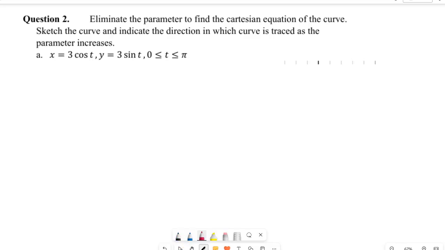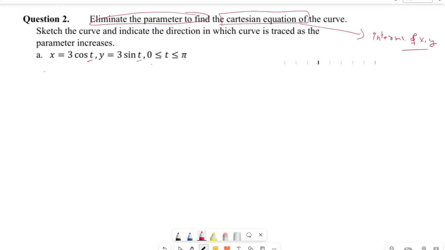Here we have a question where we are given parametric equations. The parameter in this case is t. They are asking you to find the Cartesian equation. A Cartesian equation is an equation in terms of x and y. Okay, so basically these are parametric equations. t is going from 0 to pi, it can have any values from 0 to pi. We need to somehow eliminate t.